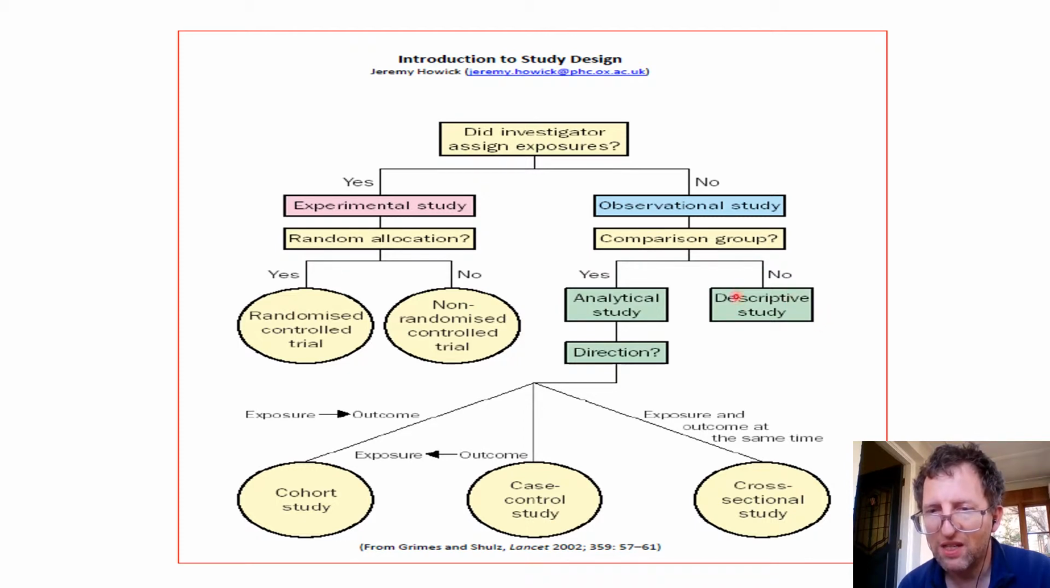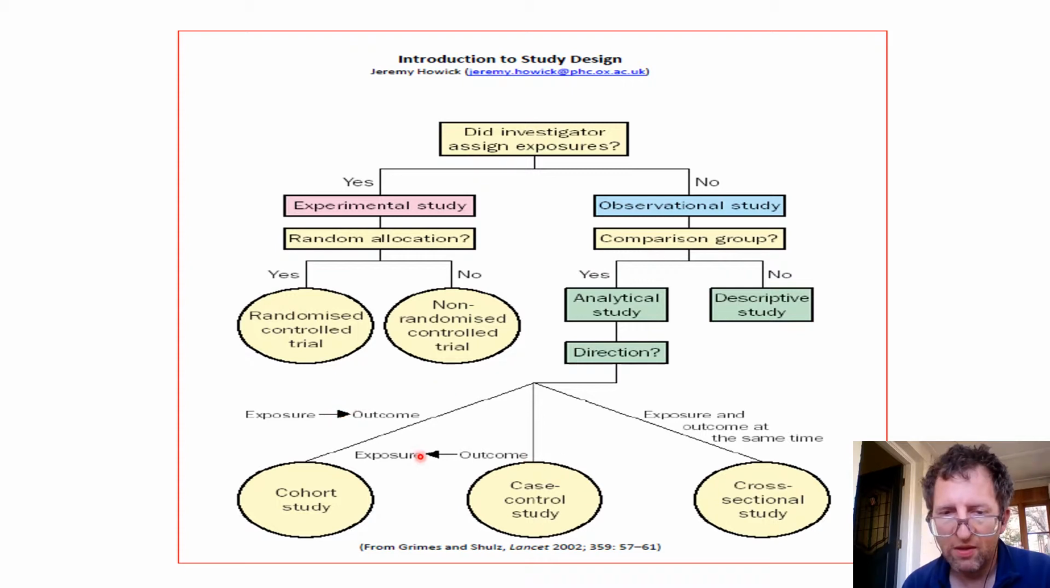For those who are familiar with PICO, P-I-C-O, if there is no I and C when you're looking at a paper, it's going to be a descriptive study, because the I and C is the comparison group, isn't it? Anyway, if you do have a comparison group, then it's an analytical study. And then it's a case of trying to work out, is it a cohort study, a case control, or a cross-sectional study? The key thing to appreciate here is that it all comes down to whether you initially selected your patients on the basis of their outcome or their exposure.